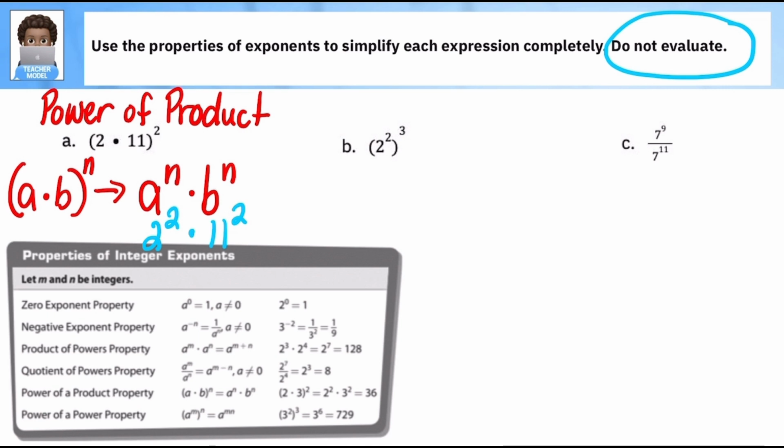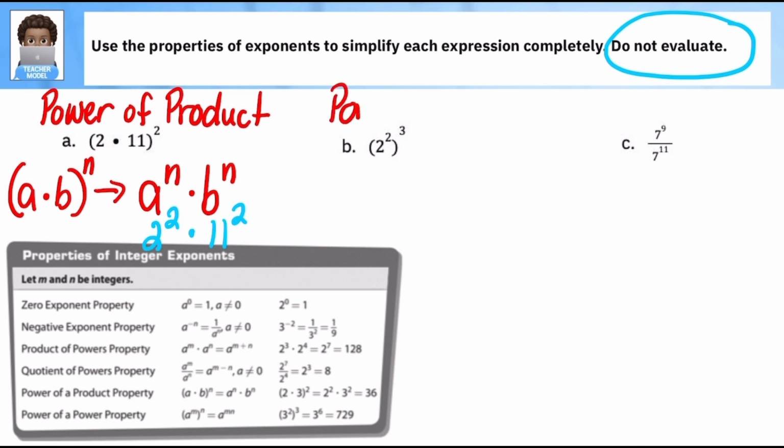So let's look at the second one. And again, what do you see? What do you notice? I have another one with parentheses where I have something on the inside and something on the outside. So that tells us that anytime it's parentheses, it's going to be one of these two, the power of product or power of power. In this case, this is a power of power. They stack up on each other.